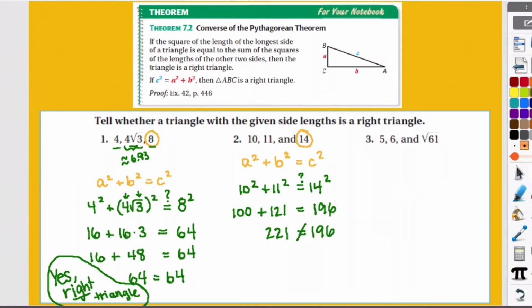I just found out that these would not make a right triangle. And if it's not a right triangle, it must be an acute triangle or an obtuse triangle.